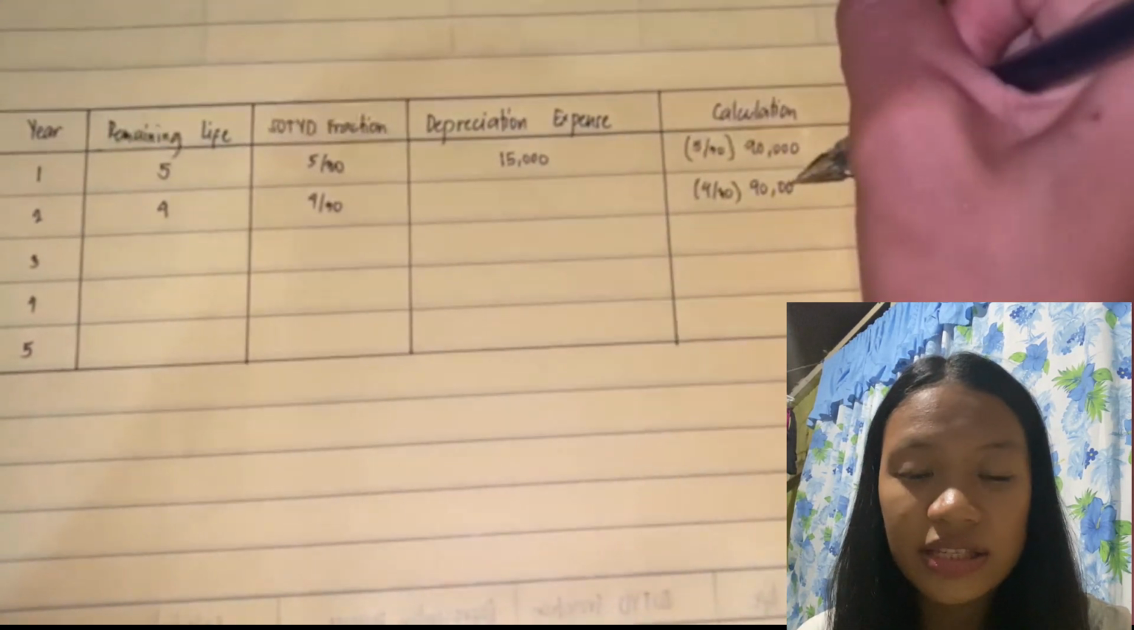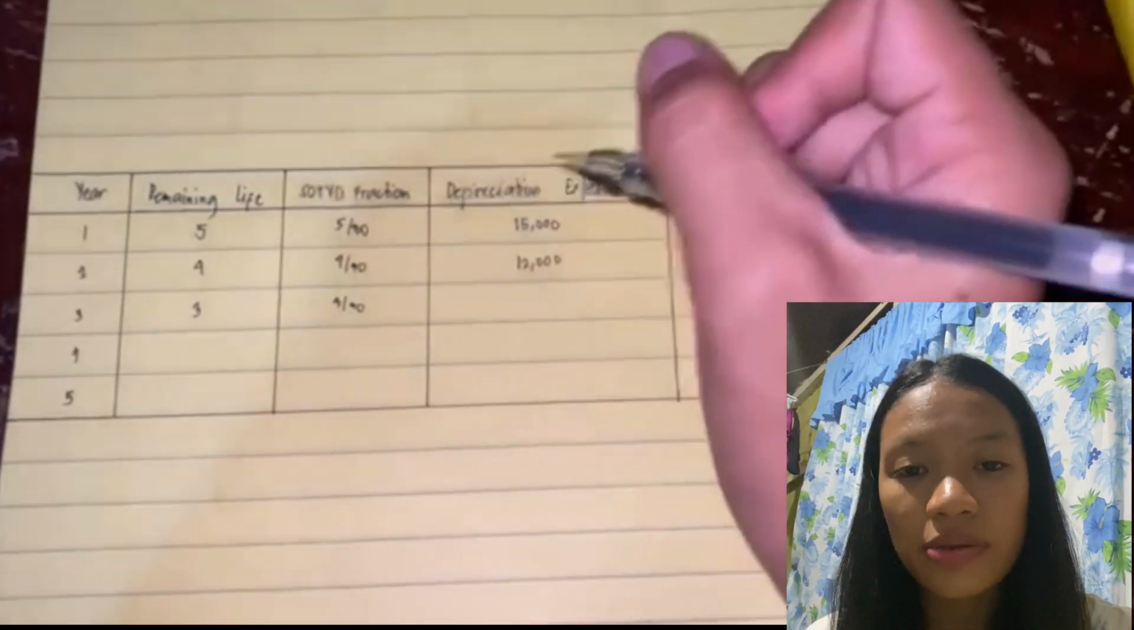For year 2, the remaining life is now 4. The fraction is 4 over 30. So 4 over 30 times 90,000 is equal to 12,000. Let's continue this for year 3. Remaining useful life is 3. So the fraction is 3 over 30. So 3 over 30 times 90,000 equals 9,000.